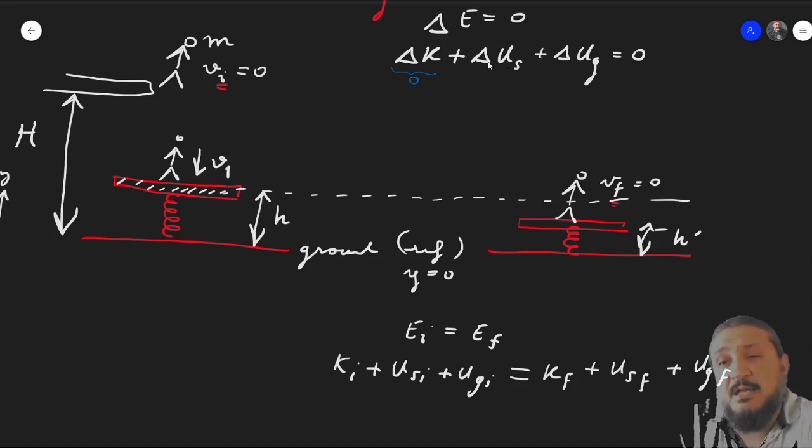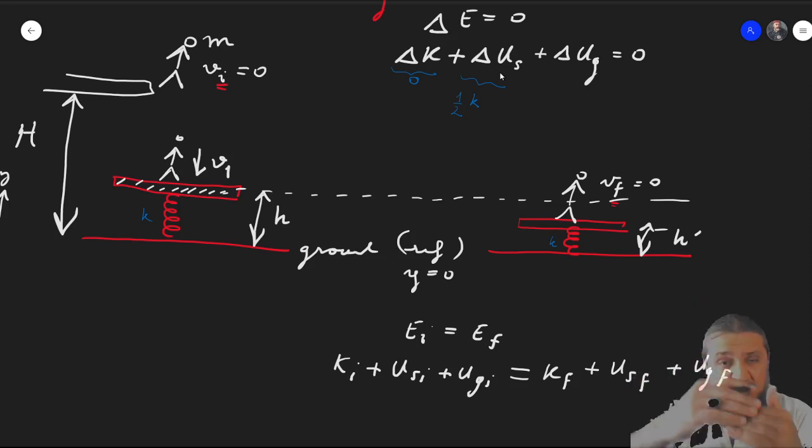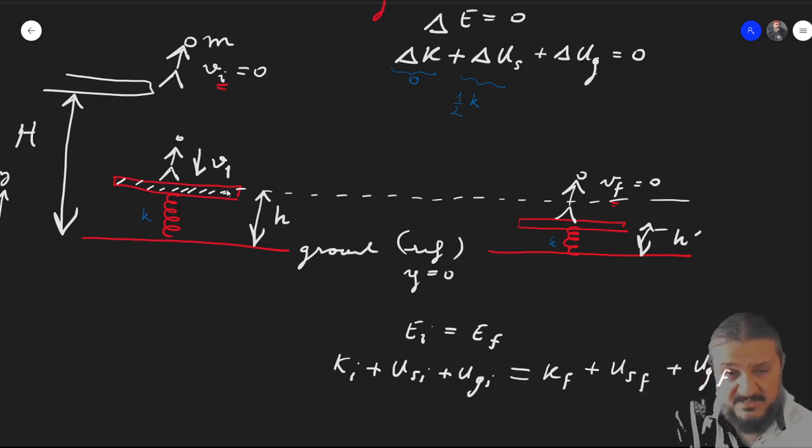Okay. Now, the change in the elastic potential energy. In the beginning, when you were here, the spring was not compressed. So U_si is 0, right? But here, it has been compressed. So there is some positive, it's always positive, elastic potential energy given as 1/2 k. k is the spring constant here. Now I need the square of the distance from the equilibrium point, which is this dotted line here.